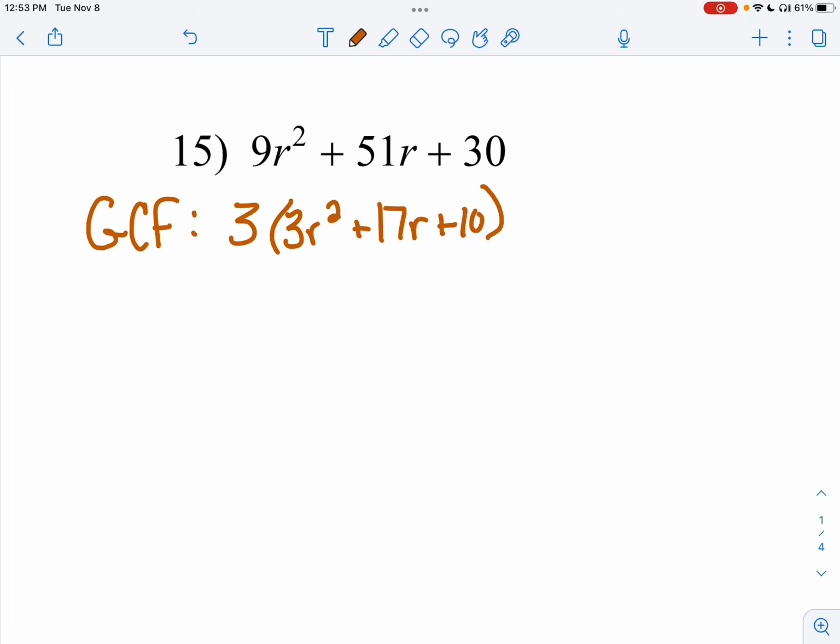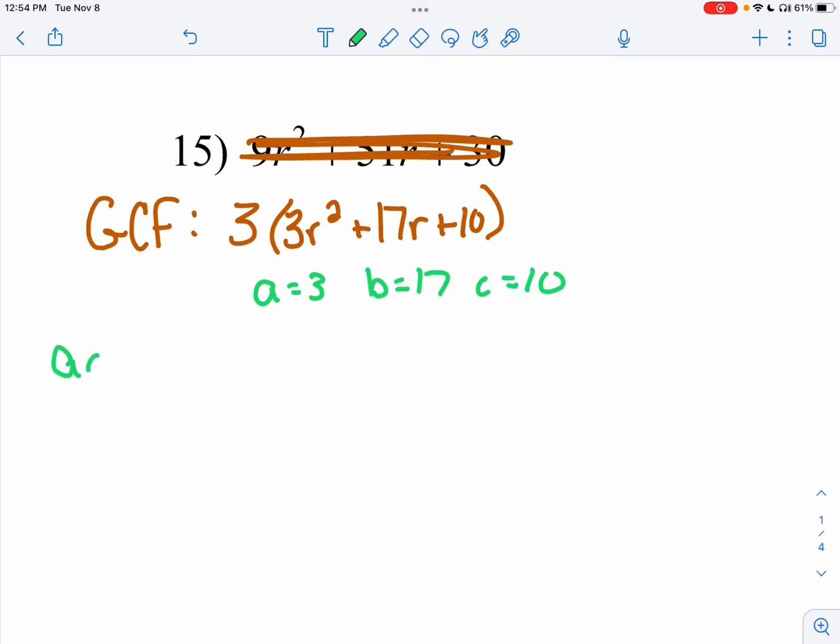17r plus 10. So I'm going to cross this off so I don't use it again. The next thing we do is identify A, B, and C. So A is 3, B is 17, and C is 10. Then I make my ACB chart, and A and C makes 30, B is 17.